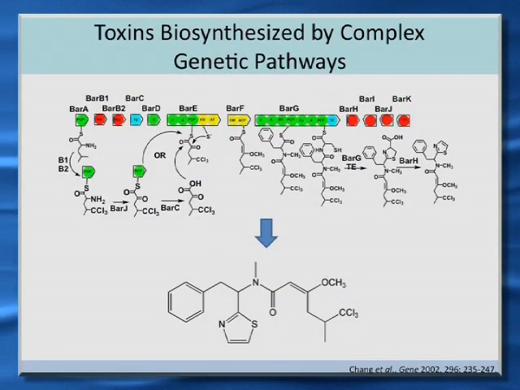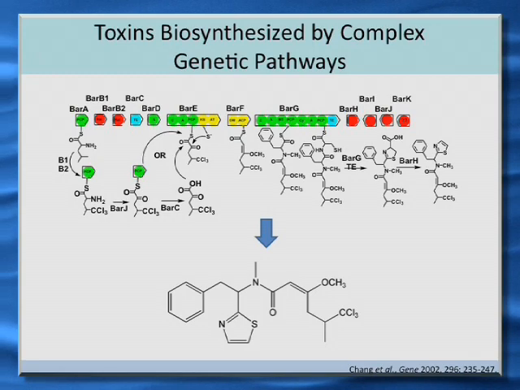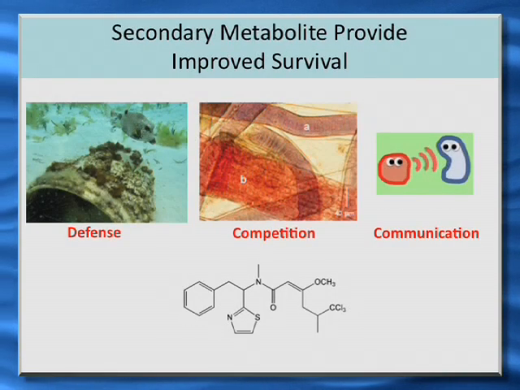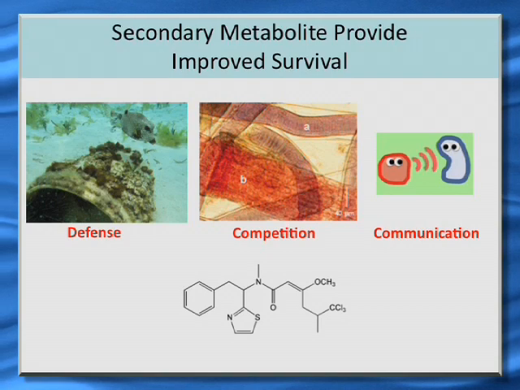biosynthesized by relatively complex genetic pathways that basically assemble these molecules together. It's like an assembly line of different enzymes that basically put these molecules together to a final product. And these metabolites have a lot of different biological activities that are involved in the survival of the organism. Many of these are toxins, so they're involved in chemical defense.